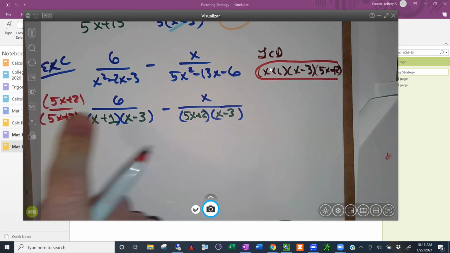Now, I don't think that WebAssign is going to accept LCD. It's okay in your writing, but when you're all done, you're going to have to write x plus 1 times x minus 3 times 5x plus 2, which is that last term that is hardly legible. Okay, not bad. That's it. In some of these problems, you got to look and see if this is going to factor any further and get some cancellation like we did with example B. But I'll just tell you ahead of time, there's no more cancellation there.